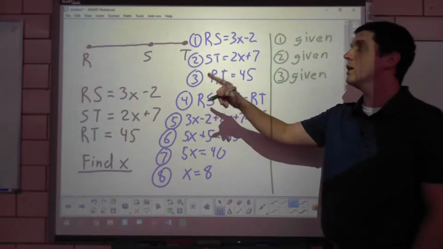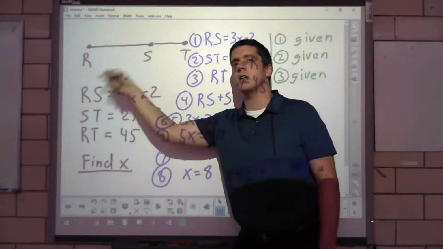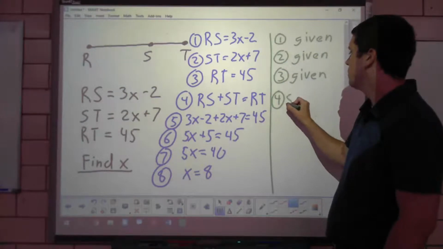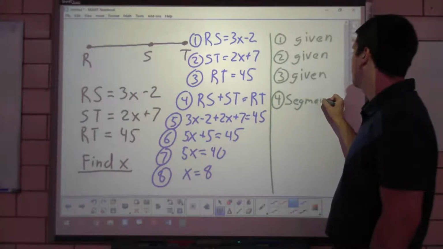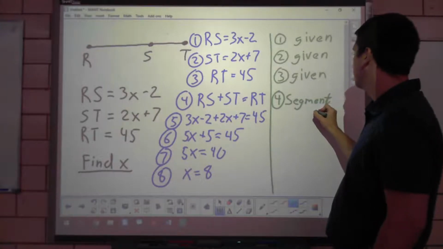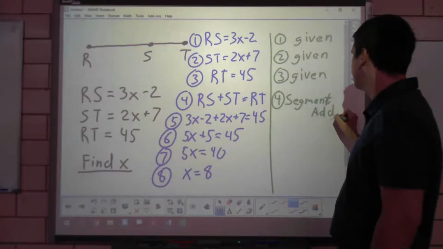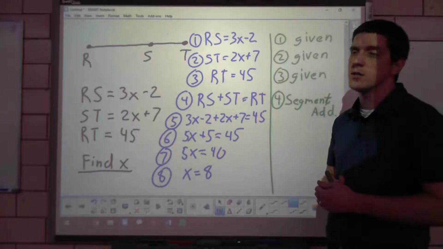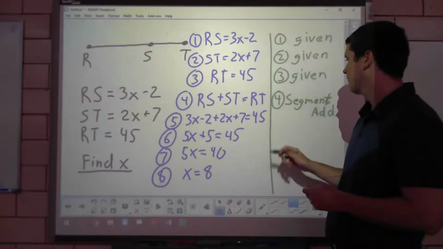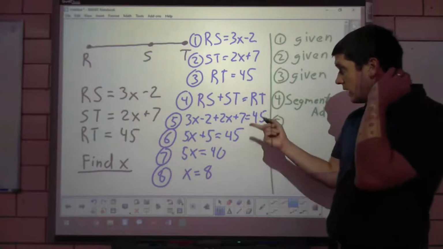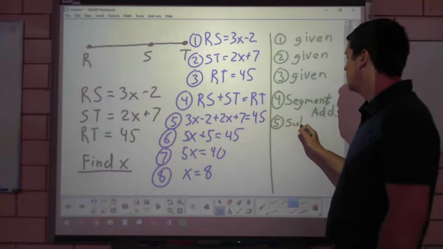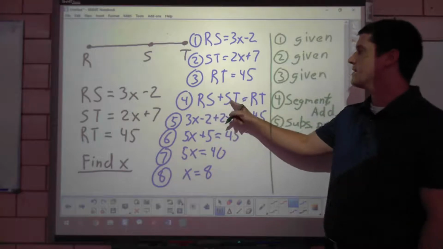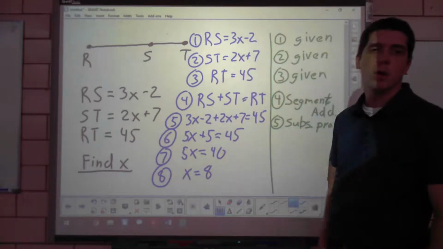So now, what lets me say that this piece here plus this piece there equals the whole thing? Well, that, ladies and gentlemen, is segment addition. Anytime I add two little pieces together to equal the big thing, that's just segment addition. And then for line 5, that's just the substitution property. I just replaced the RS, ST, and RT with what we already said they were.